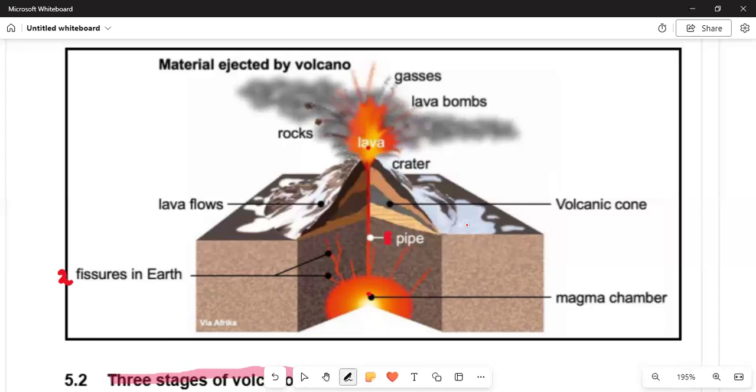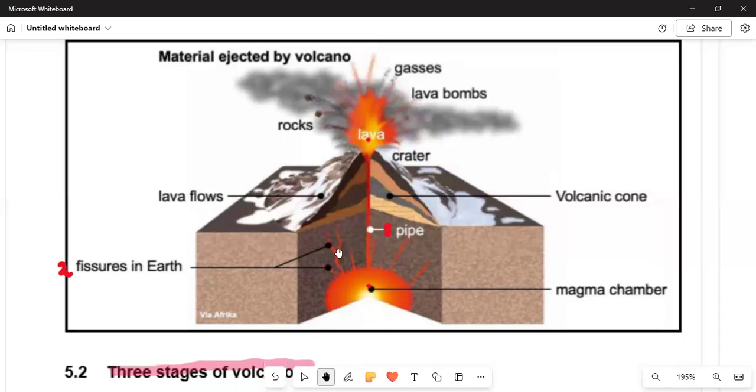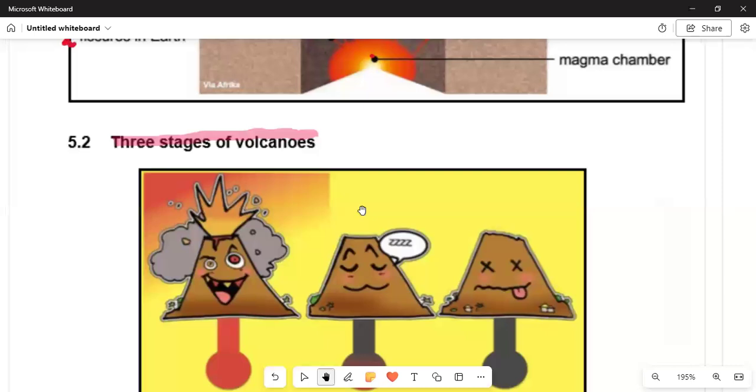You need to see it. There's a lava flow again, which is happening because of the movement of this. And then remember, there's a crater. Now the lava would bomb and gases would be released. That is the material ejection by the volcano. You need to identify this figure.